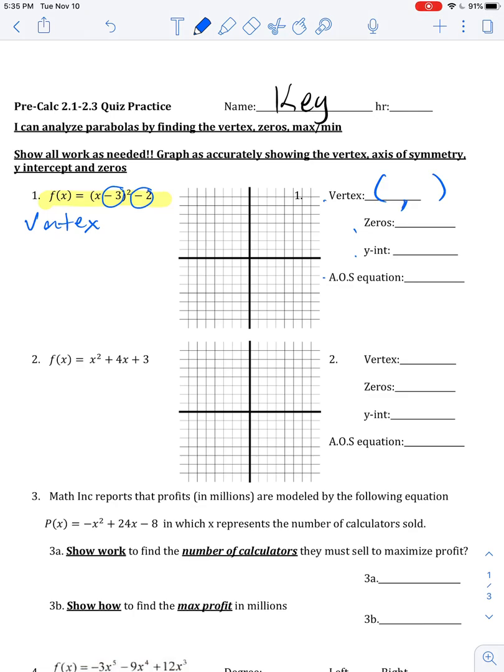And if you look at your chart notes, it will tell you to use the opposite of H. Well, the H is a -3 right here because H is located inside the parentheses. So the opposite of that would be 3. And then my K value is going to be used as is, so -2. So, all right. Now I know that my vertex is at 3, down 2.